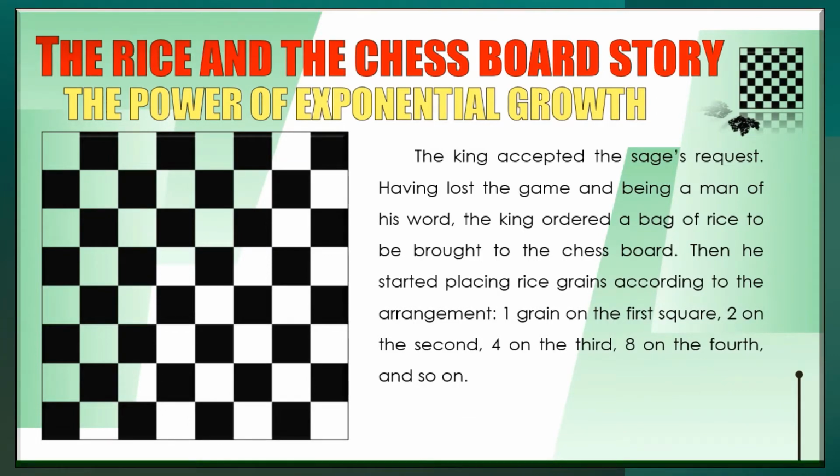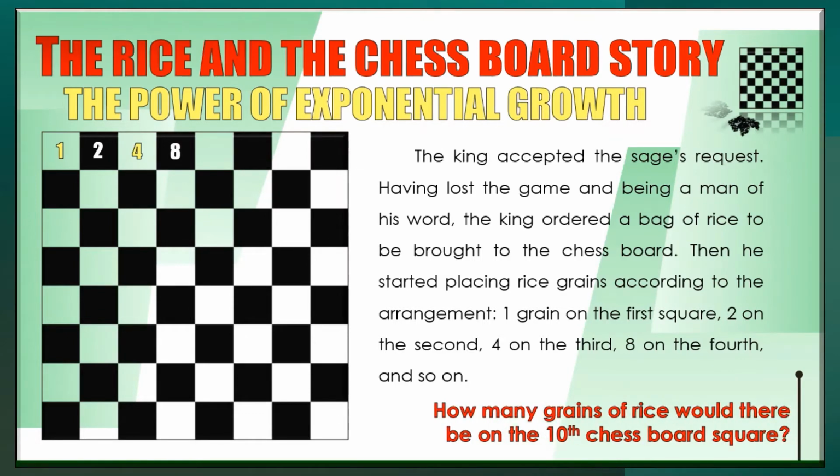Having lost the game and being a man of his word, the king ordered a bag of rice to be brought to the chessboard. Then he started placing rice grains according to the arrangement: 1 grain on the first square, 2 on the second, 4 on the third, 8 on the fourth, and so on. Following the pattern, how many grains of rice will there be on the 10th chessboard square? You can pause this video to answer this question.